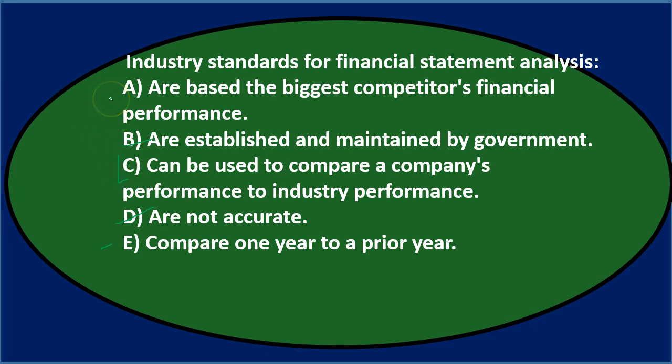A, are based on the biggest competitors. Not necessarily, because that's not the representation of the whole industry. That's the representation of one company that happens to be the biggest company. So I don't think that one company would represent the industry standard per se. And then E says compare 1 year to a prior year. That doesn't really take into consideration industry at all. It's just one kind of convention we might use. So final answer C, industry standards for financial statement analysis, C, can be used to compare a company's performance to industry performance.